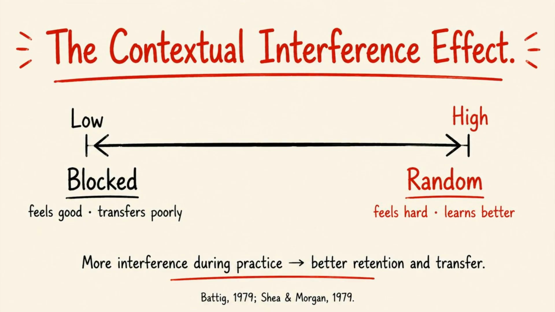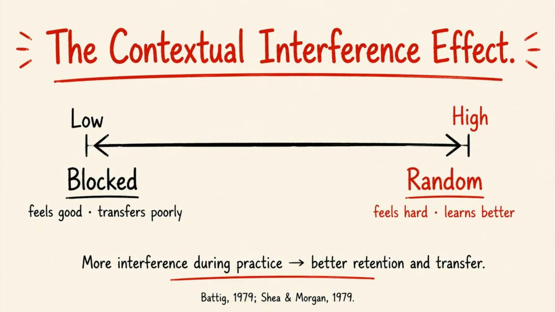That ordering dimension has a name: contextual interference. The term comes from William Battig, and it refers to the interference, the memory and performance disruption, that results from practicing multiple skills or variations together within the same context. Think of it as how much the variations interfere with each other in your memory during practice. And it lives on a continuum.